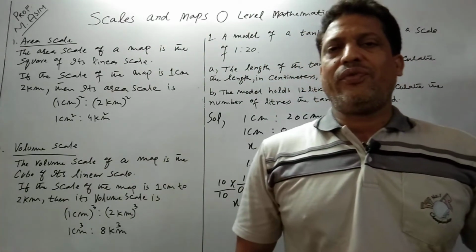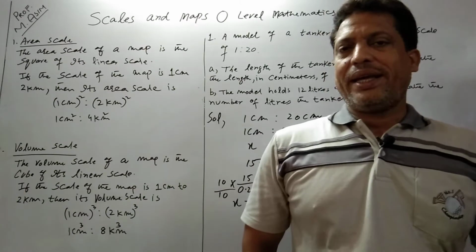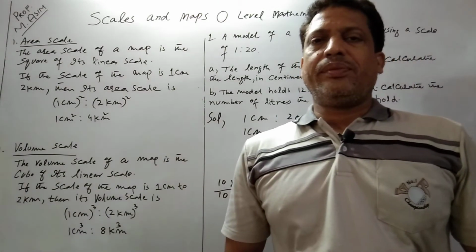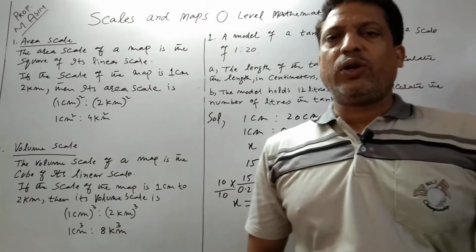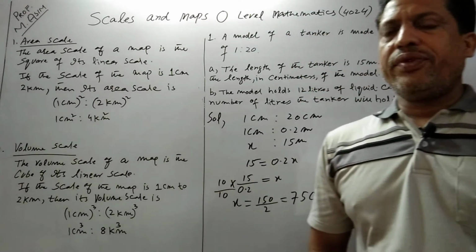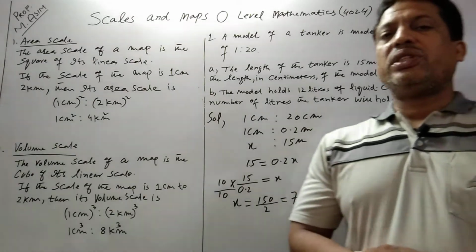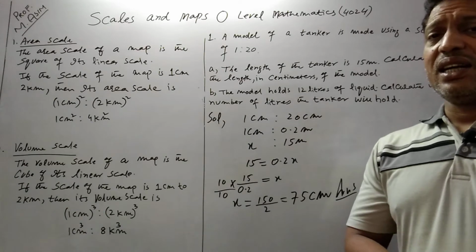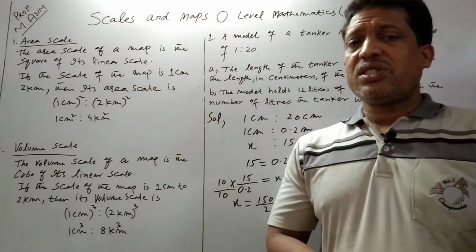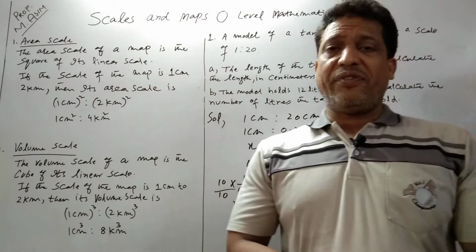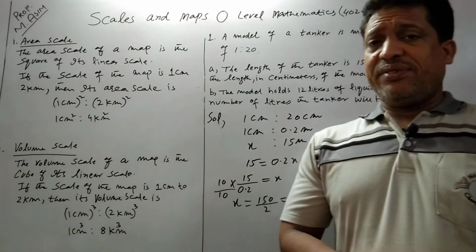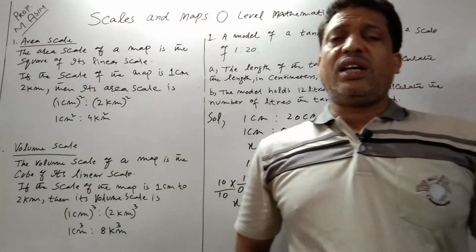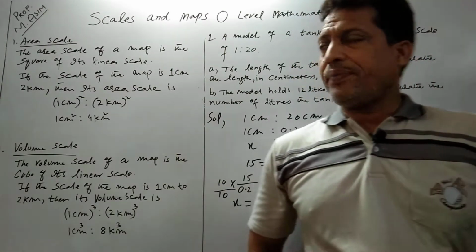In last lecture we started the topic scales and maps, and we did some examples related to this topic. Today we are going to do some past paper questions from this topic. But before I start past paper questions, first have a look at two important definitions which are very useful when we do past paper questions or other questions from the book.